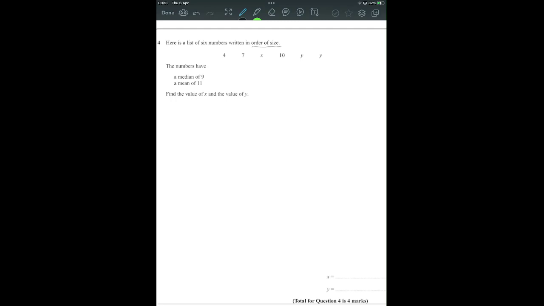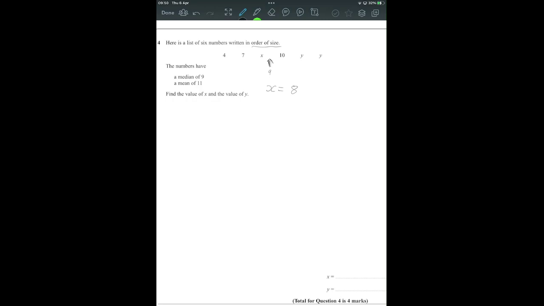That's actually an important thing. The median is 9. Well, 9 then is in the middle here. So if 9's in the middle, that's telling us straight away the middle of x and 10 is 9, so x has to be 8.